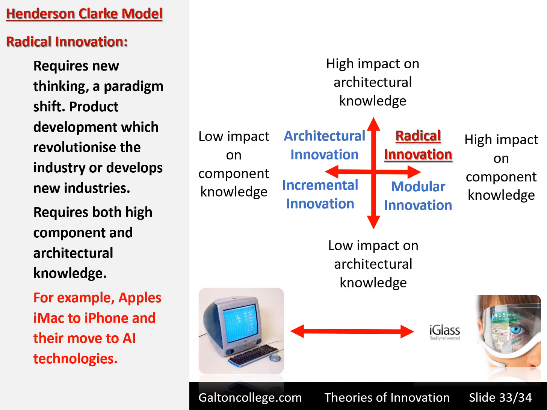And that takes us through this Henderson Clarke model, which essentially, what you need to know is the difference between radical, architectural, incremental and modular innovation. And that's the explanation for their meanings. And you will hear these terms bandied about when we discuss innovation in other situations. So well worth knowing what they are.